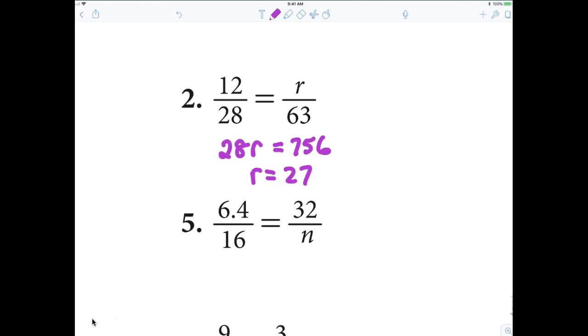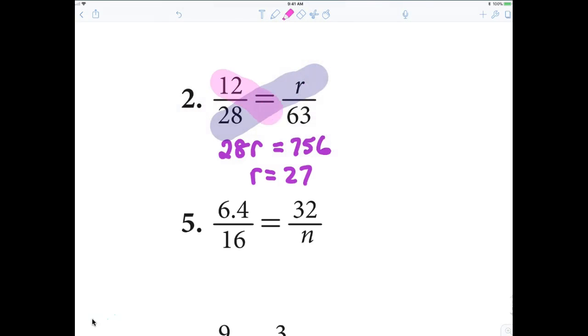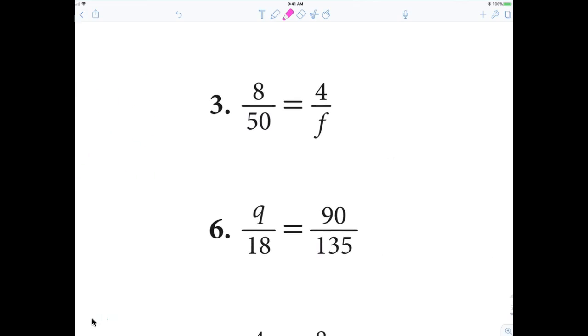So listen, again, I don't want you to be confused because this is super important. When you cross multiply, remember you multiply these two things together. And then the next thing you do is you multiply these two things together. So the 12 times 63 is 756. And then you divide by 28.